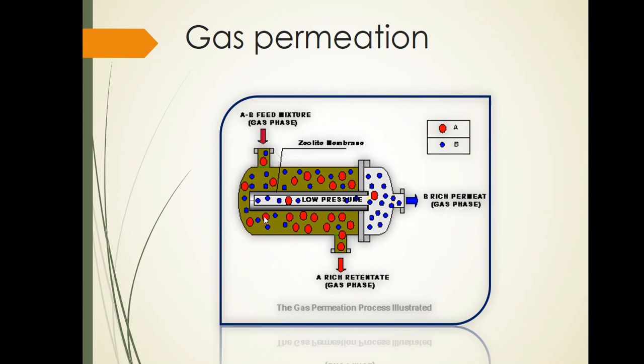Okay, so you have the zeolite membrane, you have the feed gas in here, and this is your rich permeate gas phase which separated the blue component B from component A. So component A is your retentate gas phase and component B is your permeate gas phase. This is your zeolite membrane.